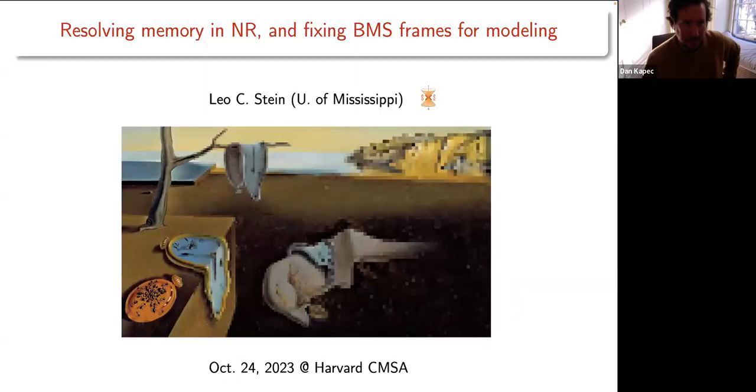Today, we're very happy to have Leo Stein. He's a world expert in applying general relativity to real-world experiments, and he's going to tell us about gravitational memory and numerical relativity. So take it away, Leo.